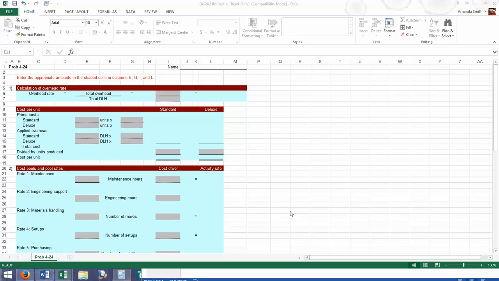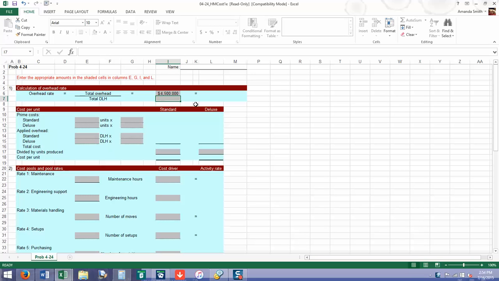A lot of the information is given to us in the problem. There's just a couple things we're going to have to calculate to begin with. The first is our total overhead. We're given our total overhead in the problem. If you look on page 179, it says additionally the following overhead activity costs are reported, and then it gives you a total. The total of $4.5 million is the total overhead. And so we're going to enter that into the first area.